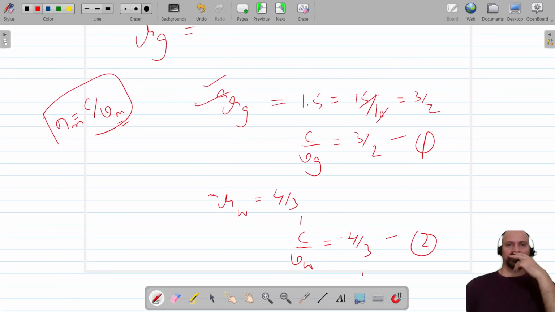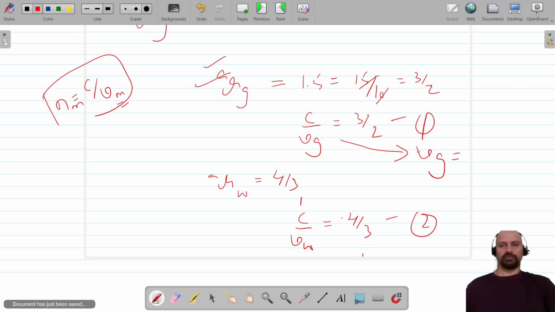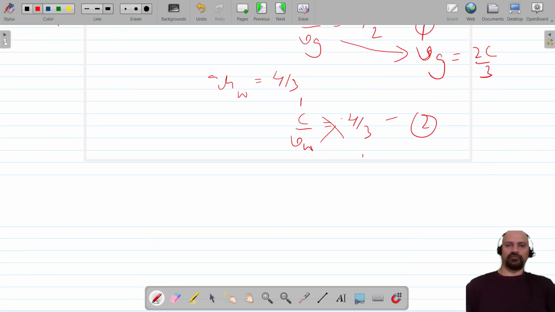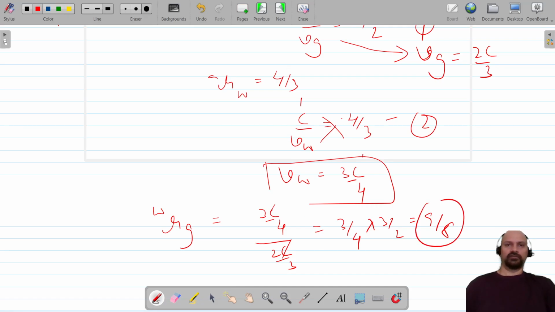Okay, and so let's put in their values. From here, the speed of light in glass would be 2c by 3. And from here, the speed of light in water would be 3c by 4. We have to find the refractive index of glass with respect to water: the speed of light in water, 3c by 4, divided by 2c by 3. C gets cancelled. So 3 by 4 into 3 by 2 is equal to 9 by 8. So the value is 9 by 8.